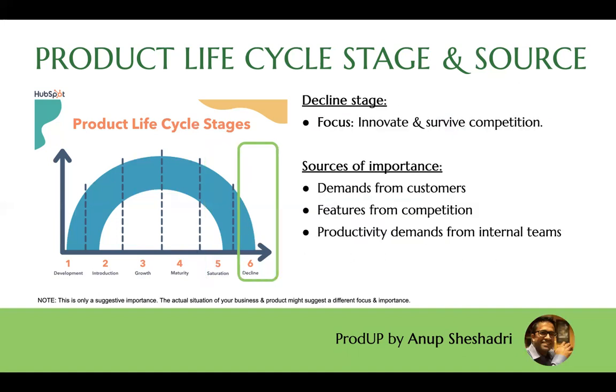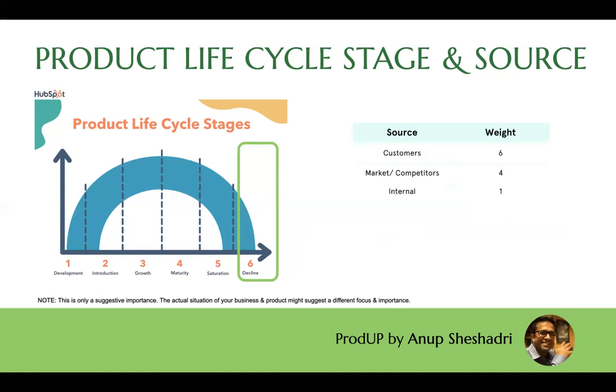As the product comes to decline stage, survival is the question. Your priority shifts to preventing your customers from leaving you. So your biggest focus becomes the demands from the customers and then the competition as well. These are the weights that I suggest for the decline stage.